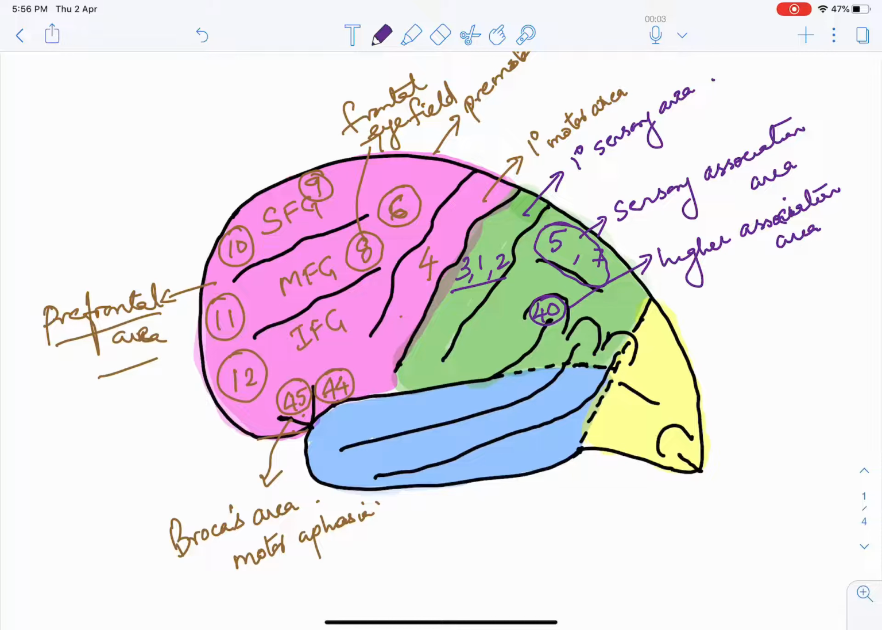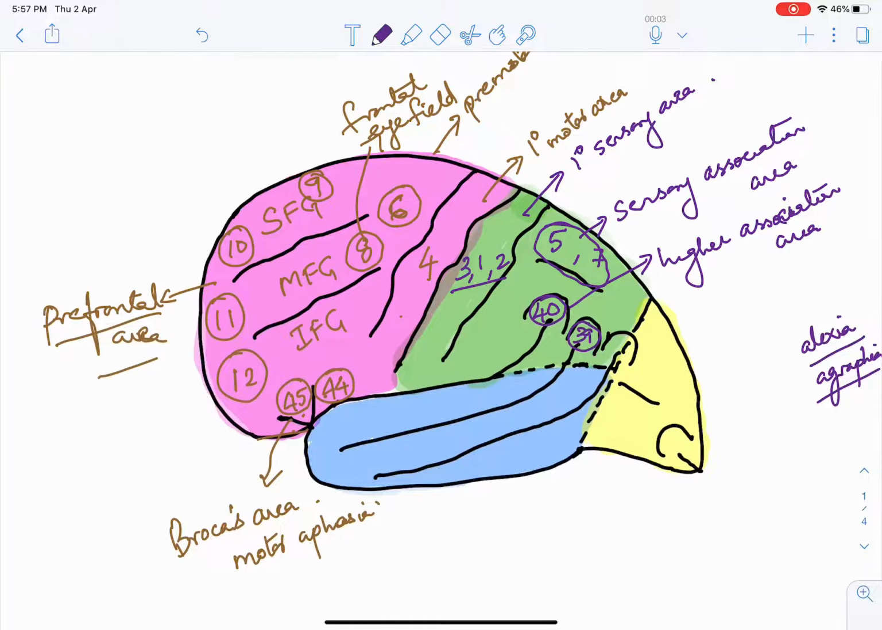Then the next area is area number 39. This is area number 39. It is located in the angular gyrus. Here, this area stores the visual images and recognizes objects by sight. So if there is a lesion in this area, what will happen? There will be word blindness. That is, the patient cannot read and he cannot write. Okay, so that is alexia and agraphia. Word blindness. Okay, so that is area number 39 if it is affected. Okay, so that is the angular gyrus.